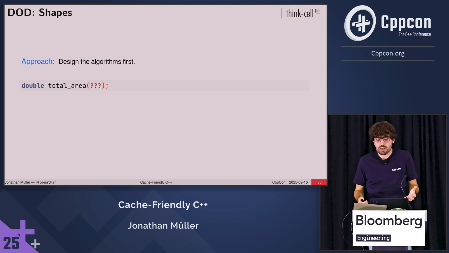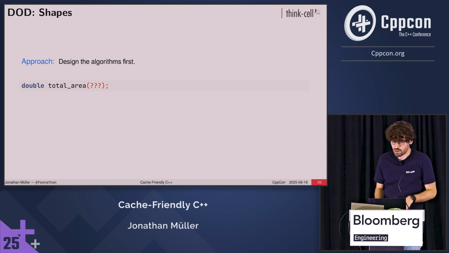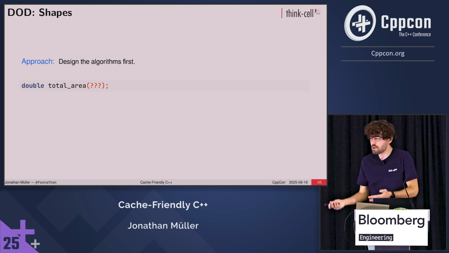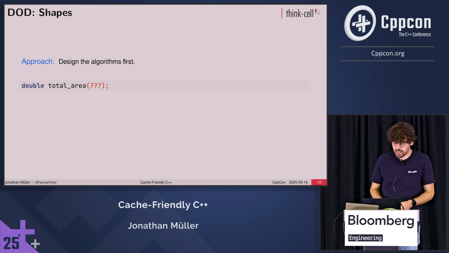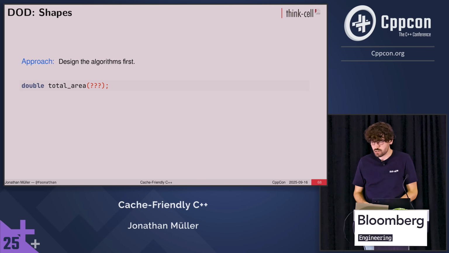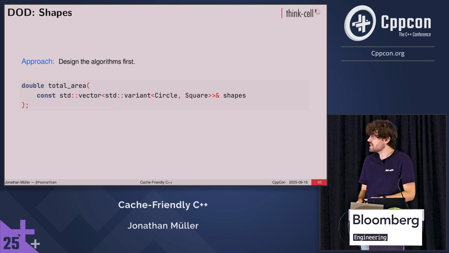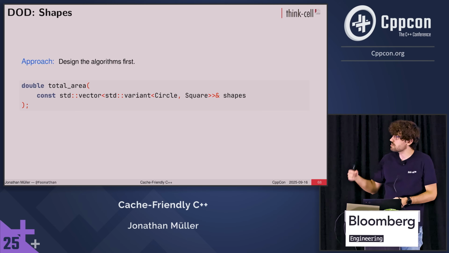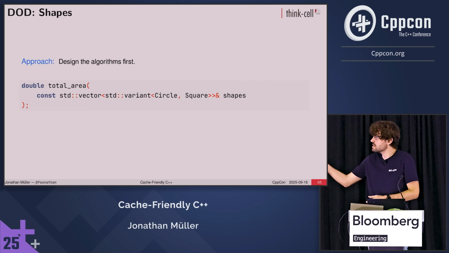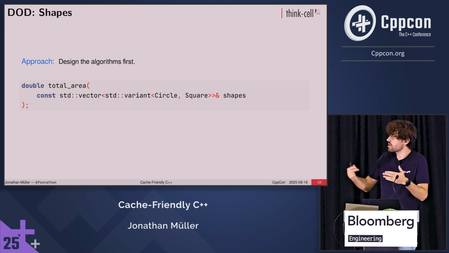In data-oriented design, we design the algorithm first. So the algorithm is a function, total area, that returns a double. What does it take? Well, we've got circles and we've got squares. So it takes a bunch of circles and squares, and it can be either one, so we use the variant of circle or square. And in this case, circle and square are just structs that store the relevant members.